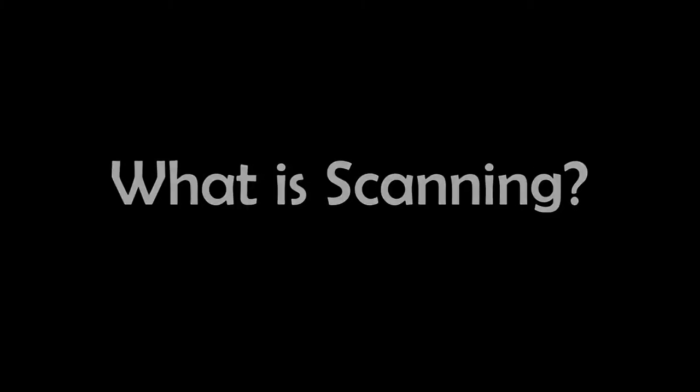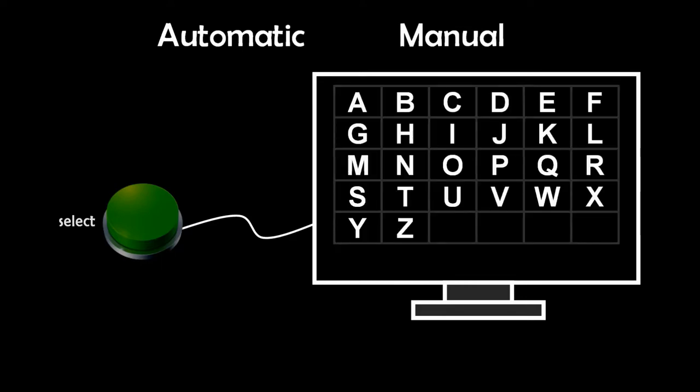Okay, firstly, what is scanning? It's a method of accessing a computer using one or more buttons or switches. There are two types of scanning, automatic and manual. To demonstrate, I'm going to type the word hi using this grid of letters.